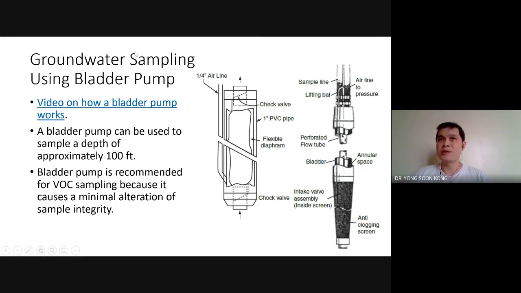And in this way, it will work much deeper. So if a peristaltic pump using suction can only work at less than 25 feet, this one will work at approximately 100 feet. So the bladder pump is much better in this way. Plus, using a bladder pump, you won't have any glitches. Glitches mean that during the pumping process, instead of a smooth and constant flow, a peristaltic pump might stop halfway due to the collapsing of the tube, but this one will not.